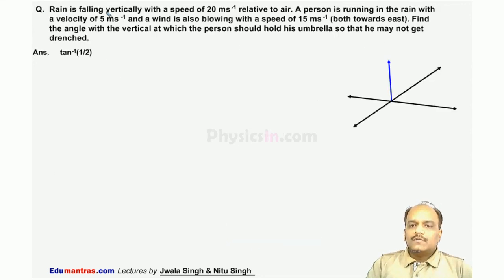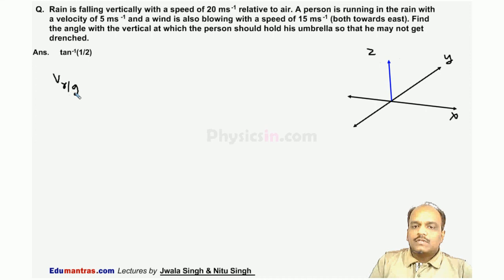This is a question. Rain is falling vertically with a speed of 20 meters per second relative to air. This is our x-axis, y-axis, z-axis. Rain is falling vertically, so the velocity of rain with respect to air is equal to minus 20 k cap. A person is running in rain with a velocity of 5 meters per second. The velocity of man with respect to ground is 5 meters per second towards the east.